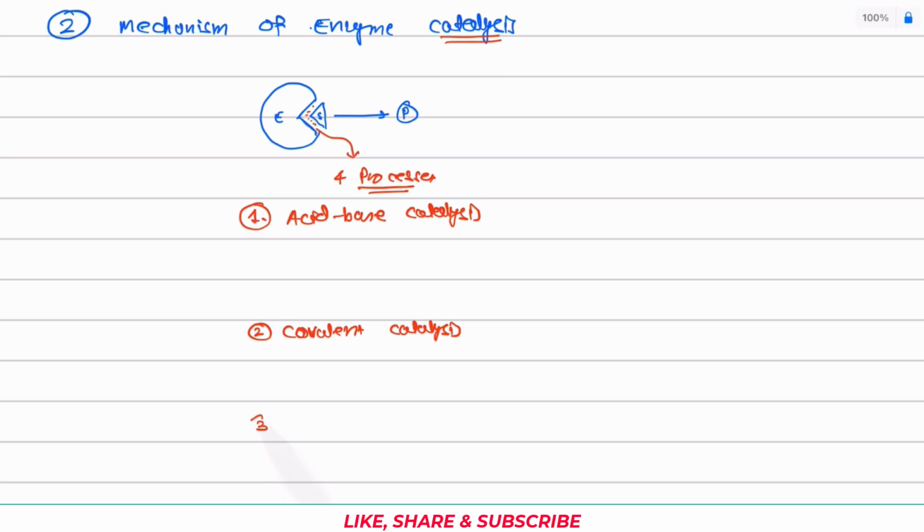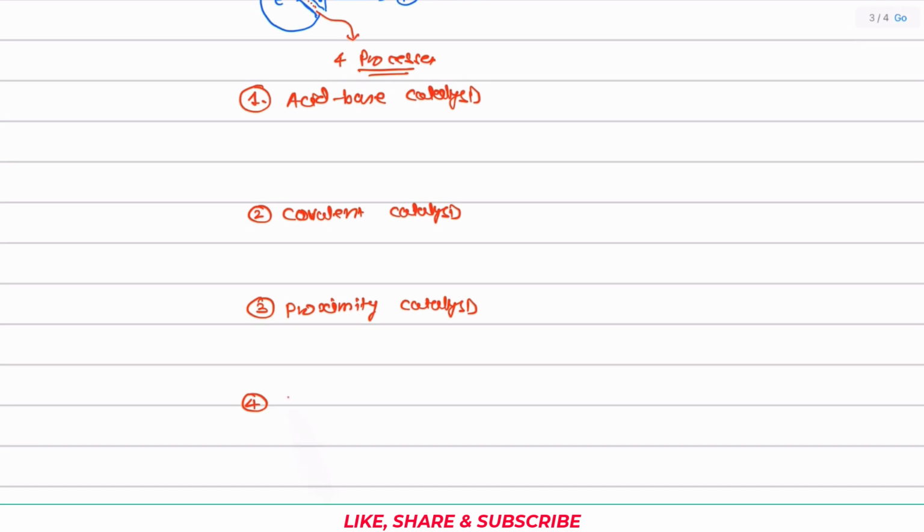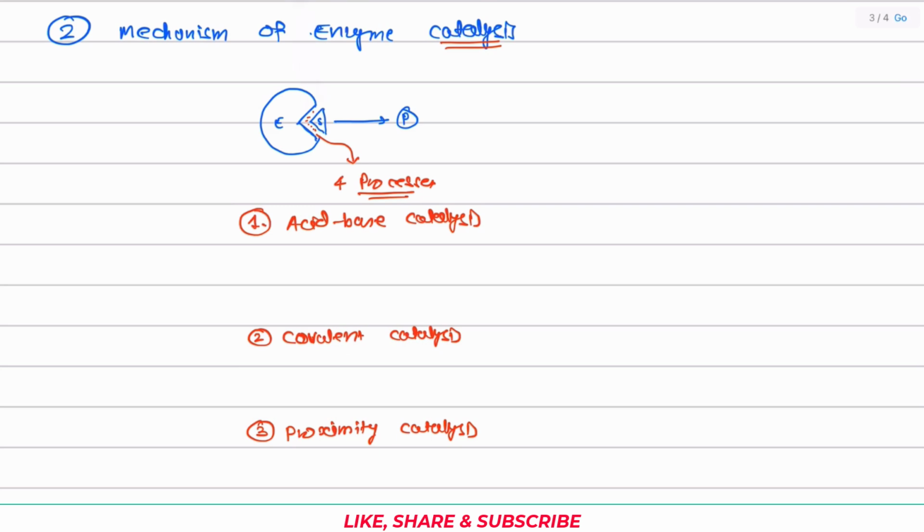The third one is the proximity catalysis. And the fourth and last one is the substrate strain catalysis. Let's look at all these processes one by one.